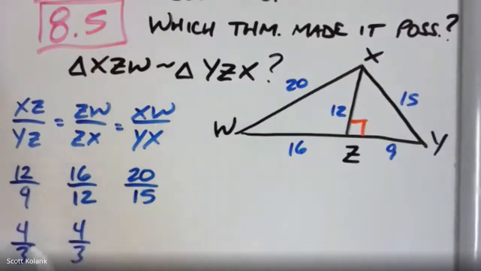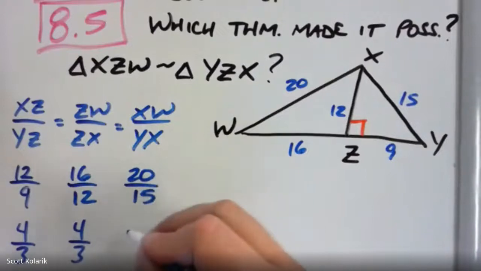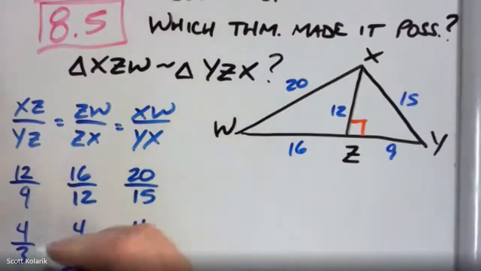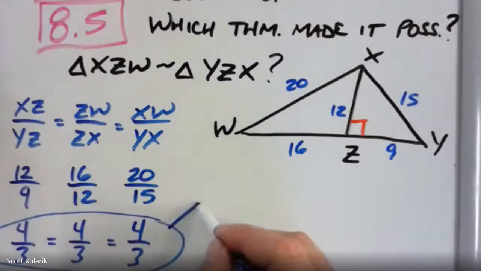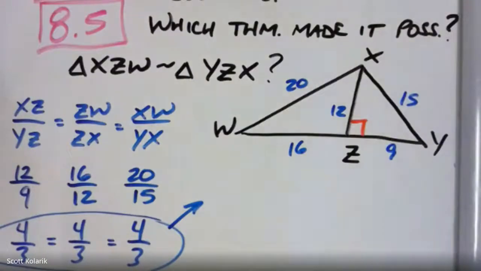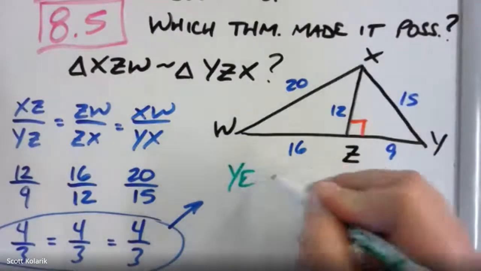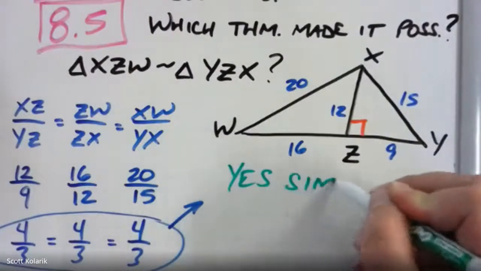So far, so good. These two match, but that's not enough information. 5 goes in the top and bottom here. And again, there's 4 over 3. This is now enough information since all three of these equal each other. That implies that there is a constant scale factor K, which for us now means that, yes, these two triangles are similar.